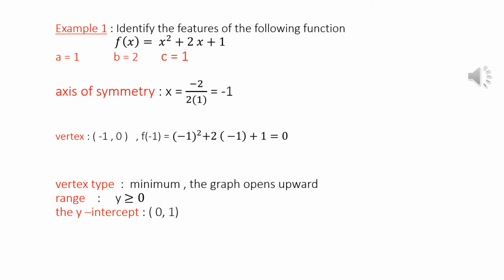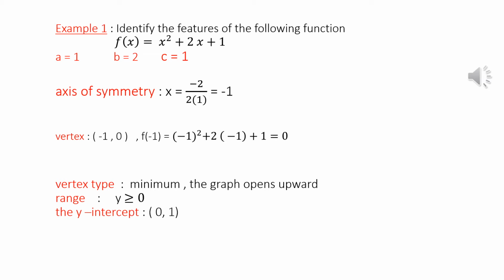Let's take the first example. Identify the features of the function f of x equals x squared plus 2x plus 1. Start by identifying the real values of a, b, and c. In this function, a is 1, b is 2, c is 1. The axis of symmetry, which is defined by x equals minus b over 2a, is equal to minus 1. The coordinates of the vertex are minus 1, 0.